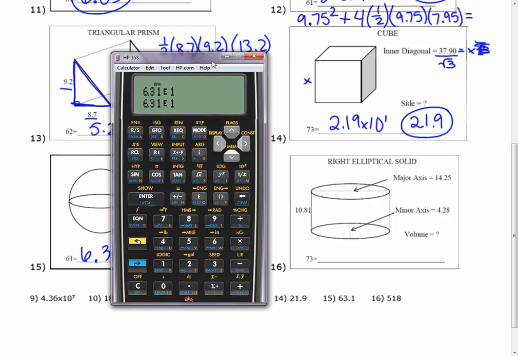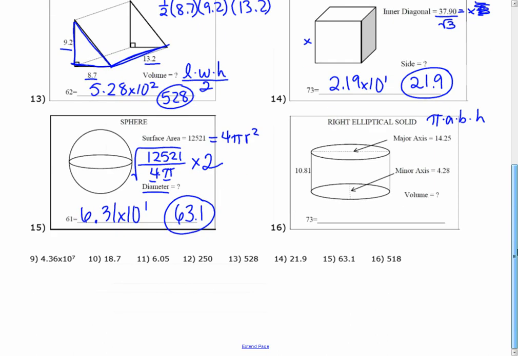We have another elliptical solid. We have the major and minor axis. Remember to get A and B, we just divide them both by 2. And we want to find the volume. So that's our pi AB for the area times our height for that solid.